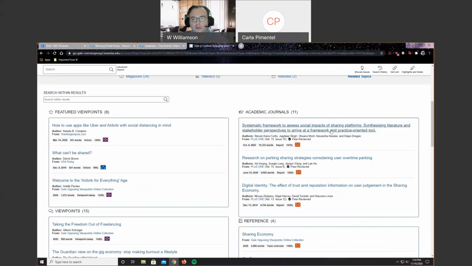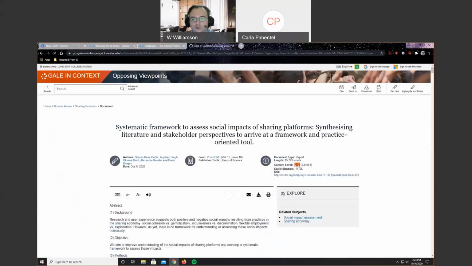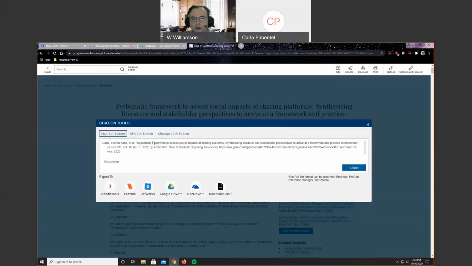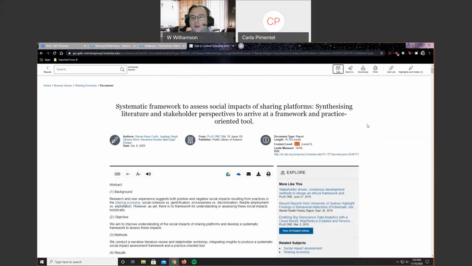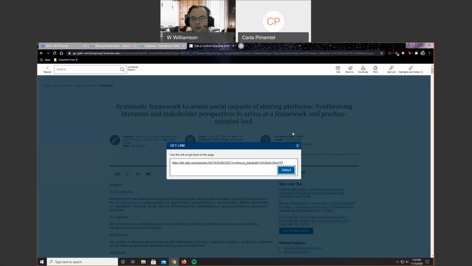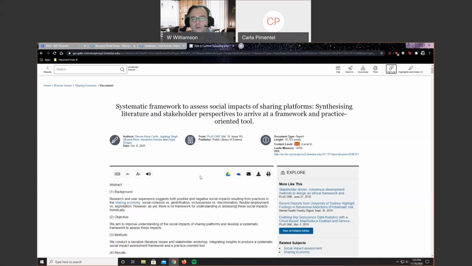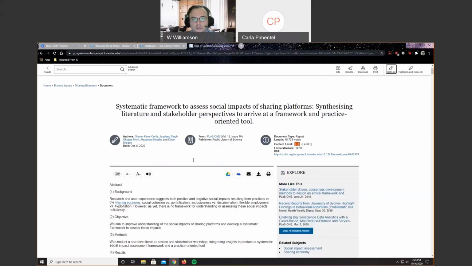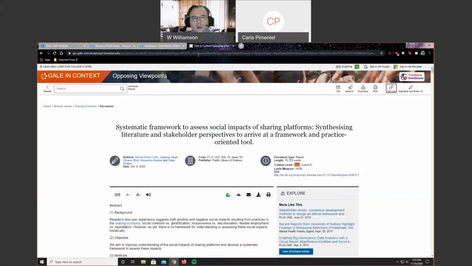Now, many of these databases will have tools to let you keep track of articles. So in this one, there's a citation feature here at the top. I can use GetLink to get a permalink that I can put into a D2L conversation. And I can also do things such as email the article to myself or save it to a OneDrive or Google Drive as well. Okay, let me go ahead and close this one.